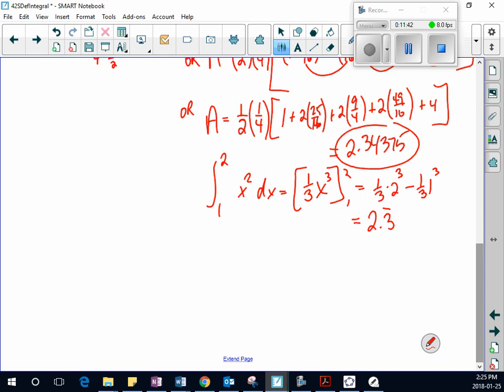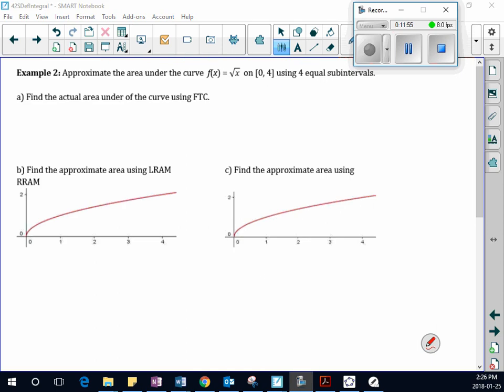Very close to that, hey? Do you remember when we did the rectangles? We weren't very close to the actual. It was close, but not really close. This is very close. Do you see how close this is? Very close for being an estimate here. So we're going to do the same thing, and we're going to find the actual area using FTC.